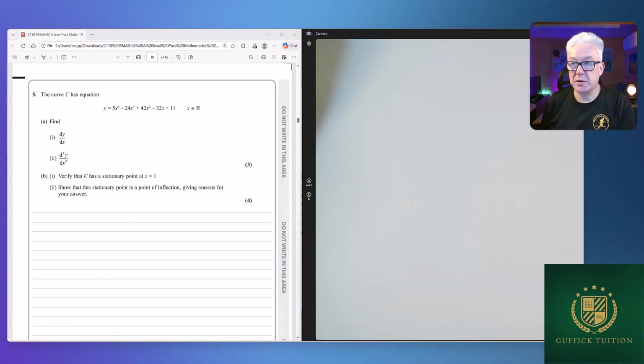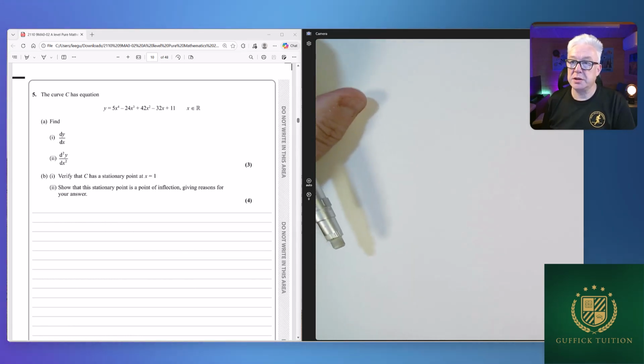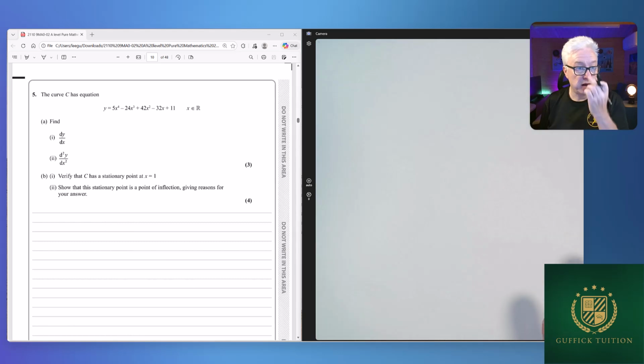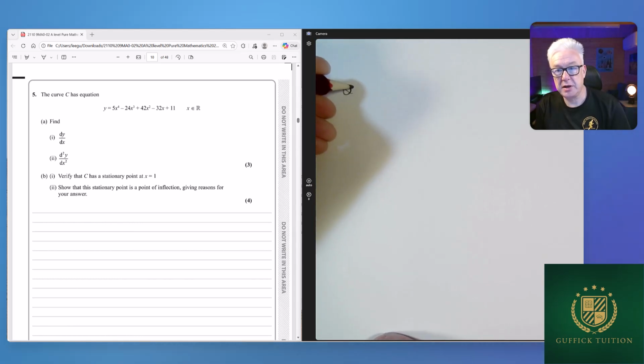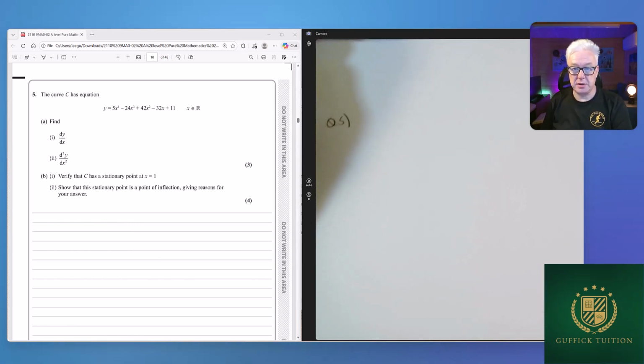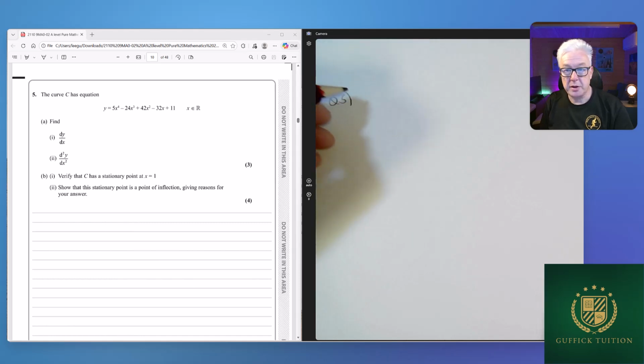Hello everyone, we've got a nice question here about turning points and stationary points. It says the curve C has the equation y is equal to 5x to the fourth minus 24x cubed plus 42x squared minus 32x plus 11. Find dy by dx and d2y by dx squared. So let's get started on that.